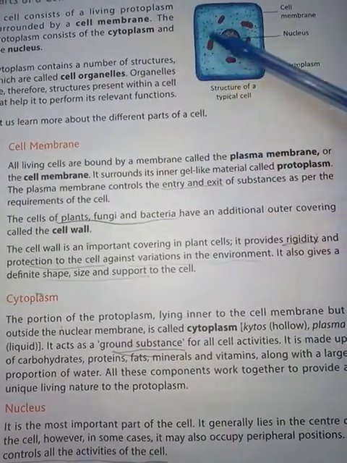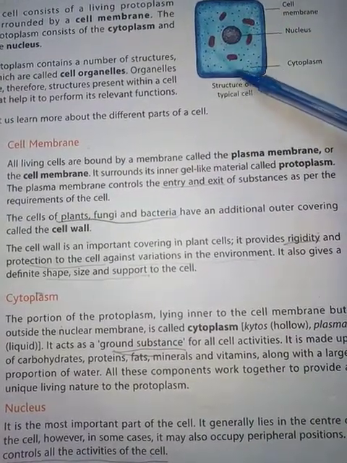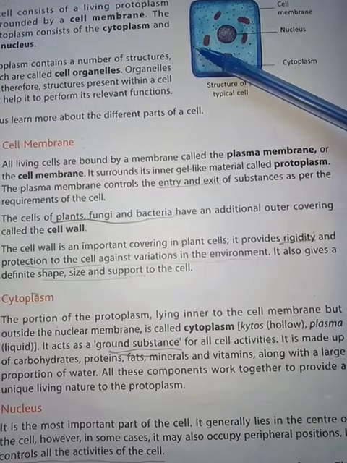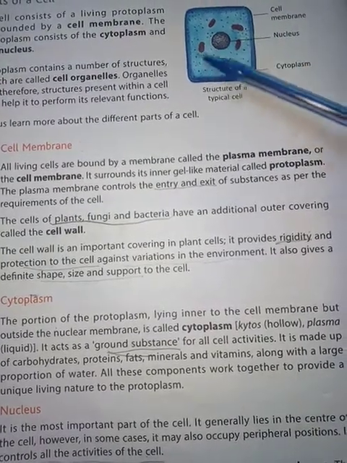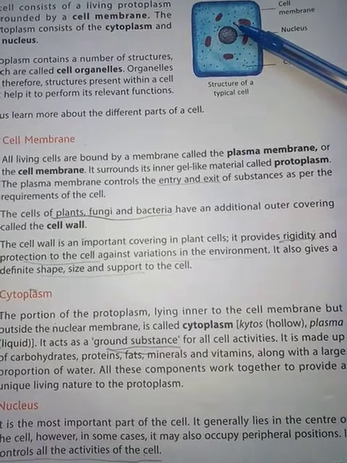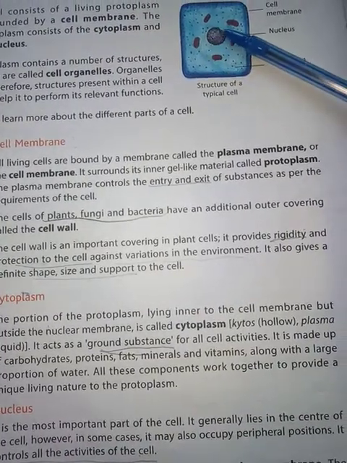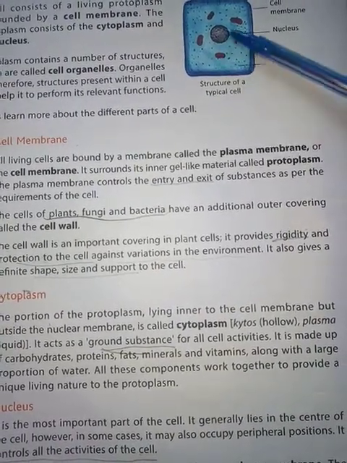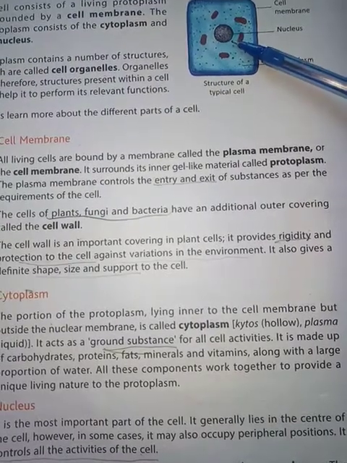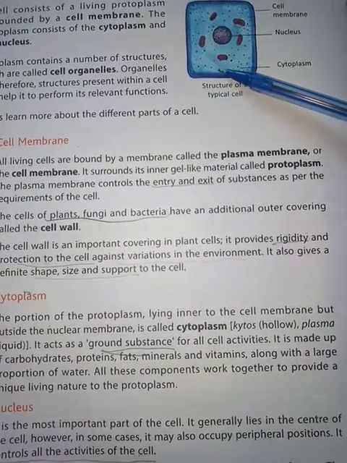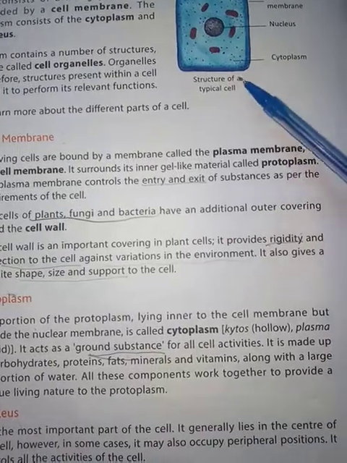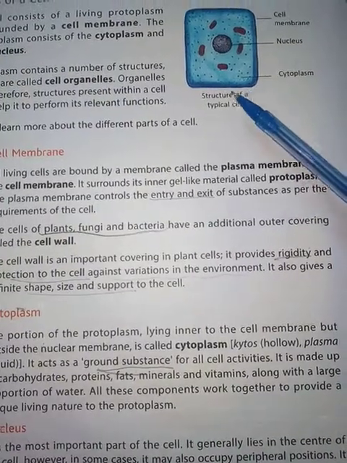Cell membrane is the outer covering of the cell. All cells are bounded by a membrane known as cell membrane or plasma membrane, and it surrounds its inner gel-like material known as protoplasm. It controls the entry and exit of the substances as per the requirement of the cell.